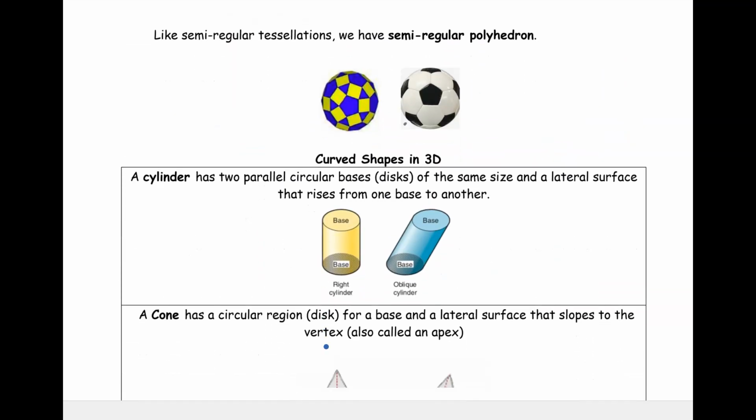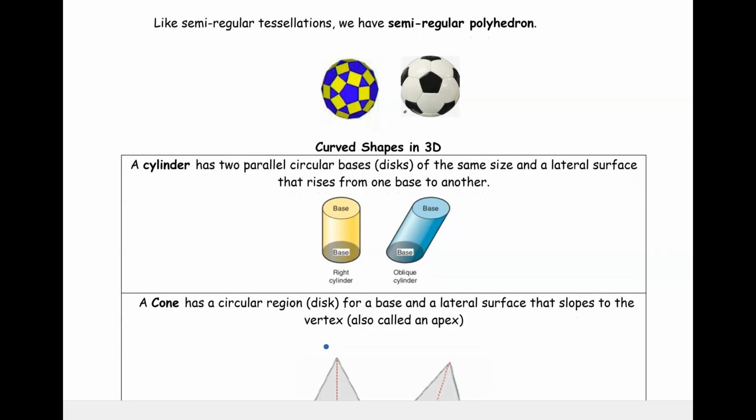So just playing off of the Platonic solids, just like semi-regular tessellations, remember those were tessellations where maybe we had more than one shape combined to tile a floor. We can also have a semi-regular polyhedron, and a semi-regular polyhedron is just a polyhedron that has more than one regular polygon together. So think of a soccer ball, for instance. For a soccer ball, you've got a pentagon, and then you've got 1, 2, 3, 4, 5, 6. So you've got pentagon and hexagons together. Or this shape, it looks like we've got a pentagon and then a square together.